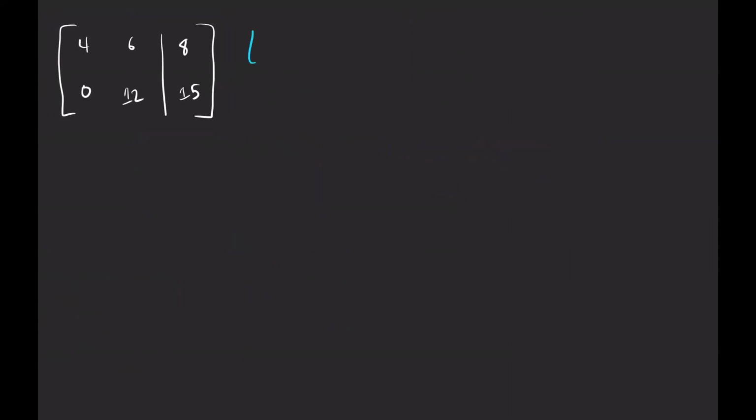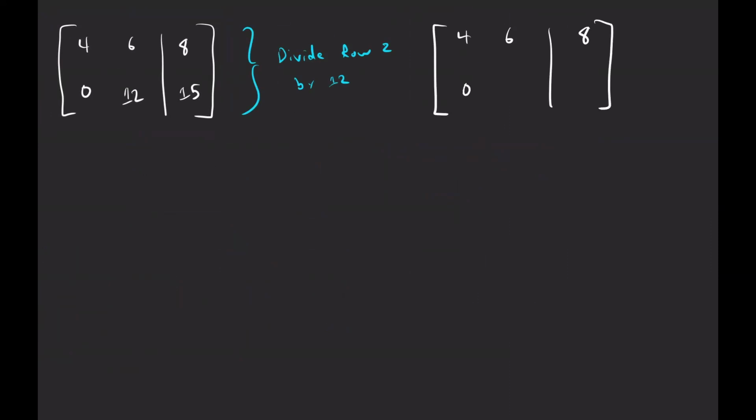We could take this and we could say, hey, you know what? Divide row 2 by 12, right? And then what we end up with is 4, 6, 8, not changing the top row. And I get 0. 12 divided by 12 is, of course, 1. And 15 divided by 12, like we saw prior, is 5/4.